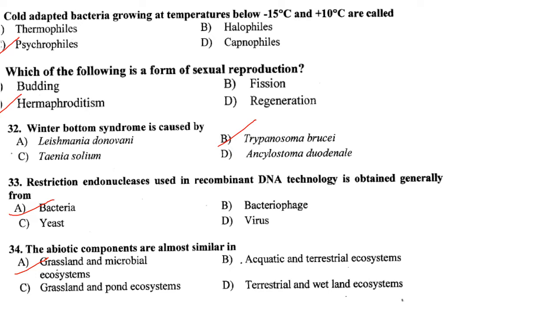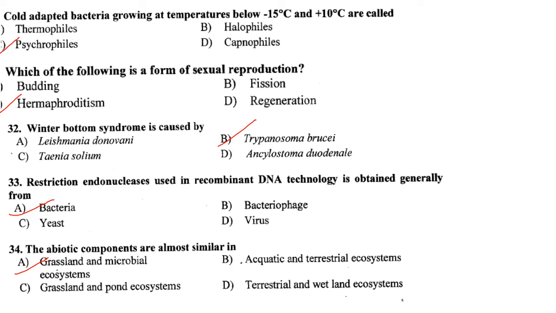Which one of the following is a form of sexual reproduction? Out of these the answer is hermaphroditism. Then Winterbottom syndrome is caused by... Winterbottom sign is a swelling of lymph nodes along the posterior cervical lymph node chain associated with early phase of African trypanosomiasis. The disease is caused by a parasite known as Trypanosoma brucei. So answer is option B.